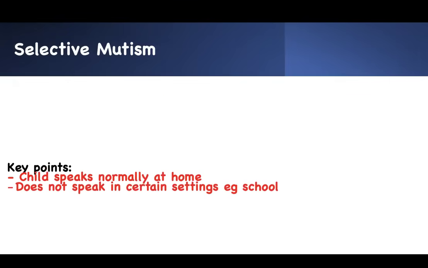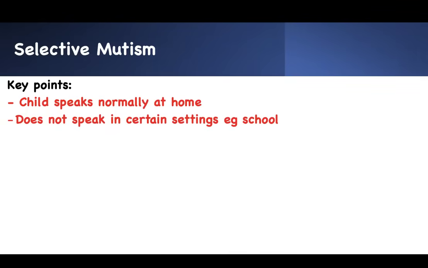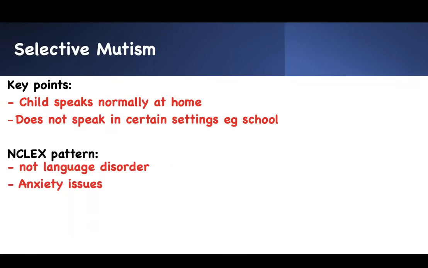Selective mutism. This is key. This is not the language problem. The kids speak normally at home, but when they go to certain places, they can't talk anymore. It's not because they have a language problem, that's where they will trap you, NCLEX trap. It's not the language problem. You don't need to go see somebody to help them with language. It's an anxiety problem. So selective mutism is anxiety.